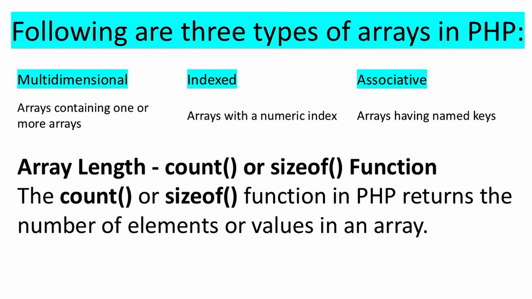These functions are very useful when working with dynamic data because they allow you to quickly determine how many items are present in an array, whether it's indexed, associative, or multidimensional. In short, this section highlights the classification of arrays in PHP and explains how you can easily check the length of any array using count or sizeof.